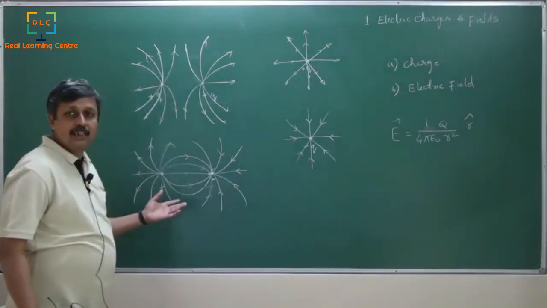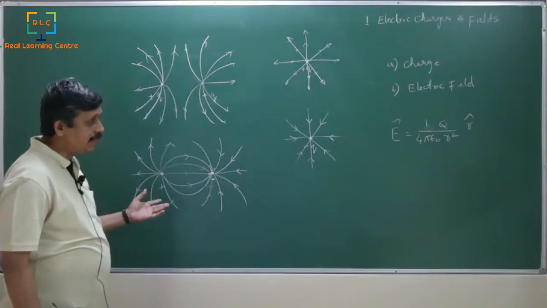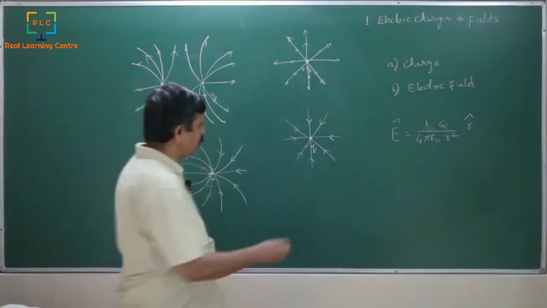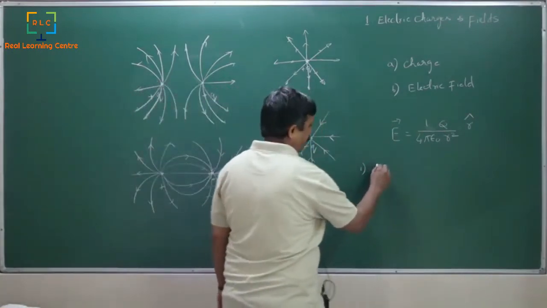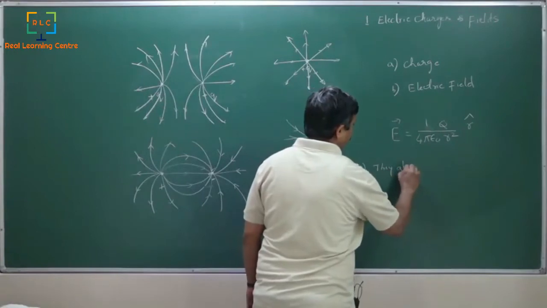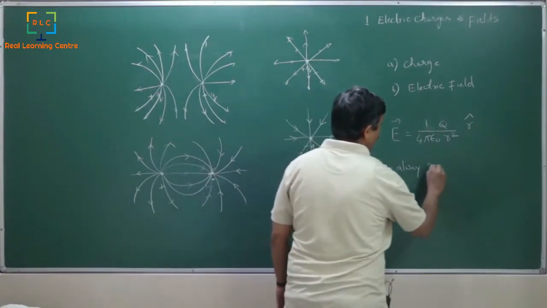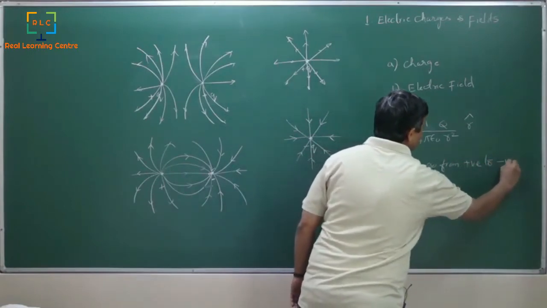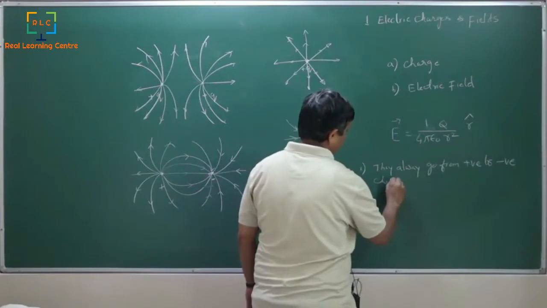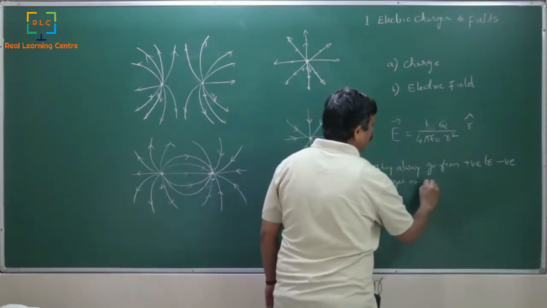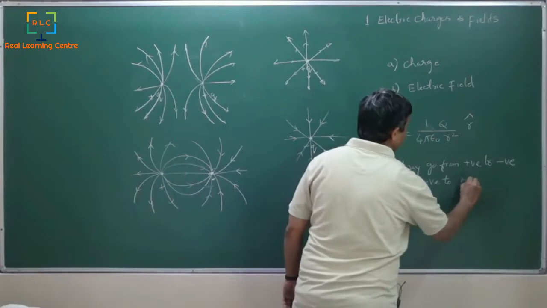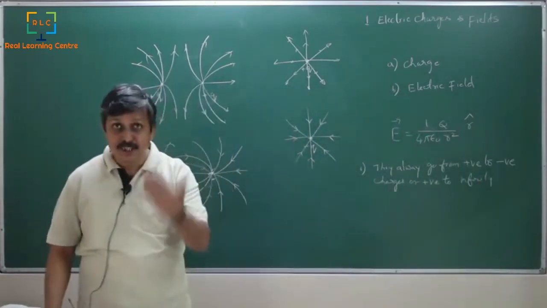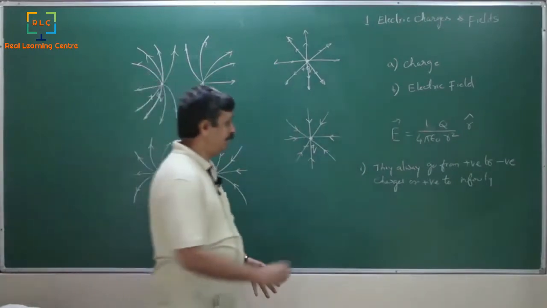Now you can very clearly see how the field lines behave. If you are asked a question, one statement you can say is they always go from positive to negative charges, or from positive to infinity, or from infinity to negative. So this is how the field lines behave.